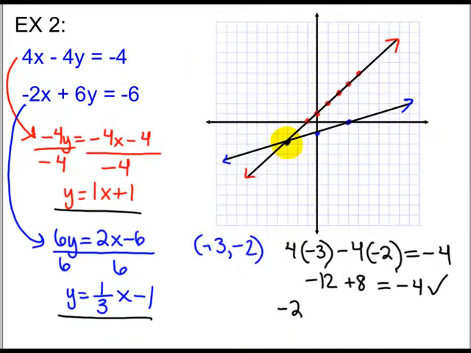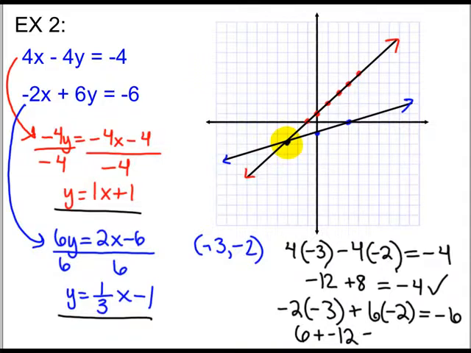Negative 2 is my second equation times my x, so negative 2 times negative 3 plus 6 times negative 2. The question is, does that equal negative 6? Negative 2 times negative 3 is a positive 6. 6 times negative 2 is a negative 12, so plus a negative 12. That equals negative 6, which is good. So it works on both. So there is my answer. That is the point of intersection.